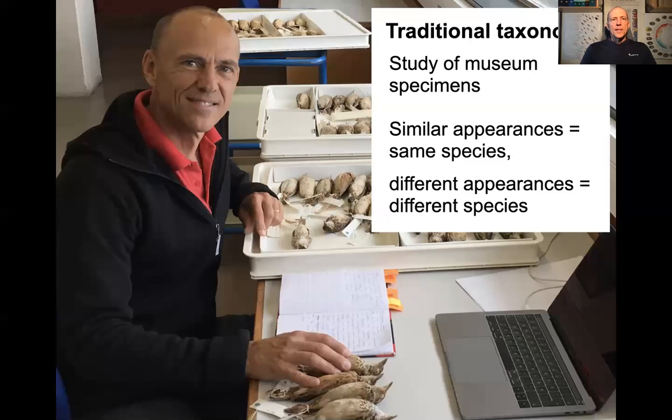Traditionally, taxonomy has almost exclusively been carried out in museum collections, where researchers have lined up large numbers of specimens and tried to group them based on their appearances. And then they have classified birds that have similar appearances as the same species, and birds that look different, they've treated as different species. This is, of course, a grave oversimplification, but basically you could say that that's how it has been done in the past.